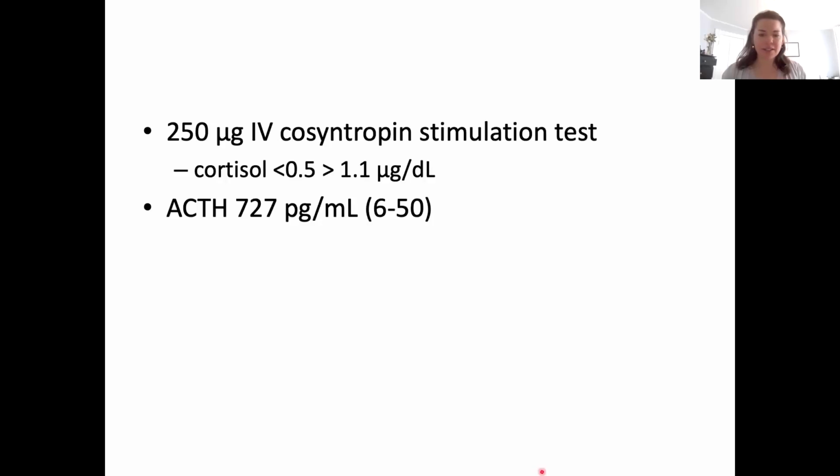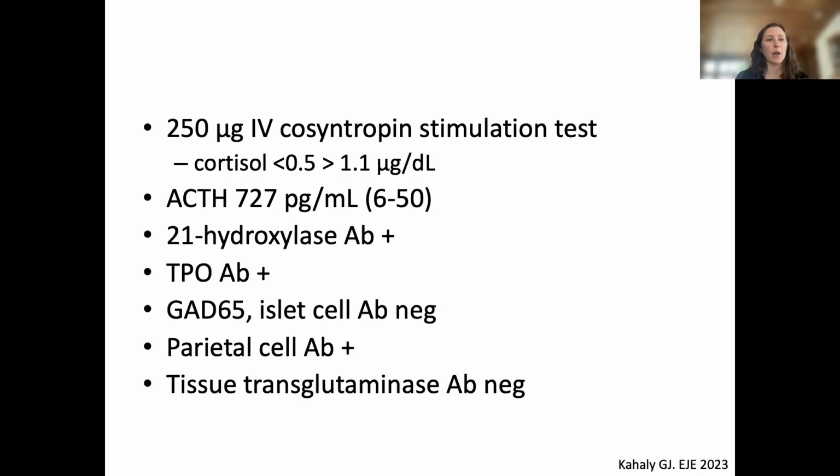Okay. Well, so in terms of investigating the cause of her primary AI, a suspicion for autoimmune primary AI was very high. And in fact, she did have a positive 21-hydroxylase antibody. Although it wasn't going to change our clinical management because she had a known diagnosis of primary hypothyroidism and was already on replacement, we did check TPO antibodies, which were positive.